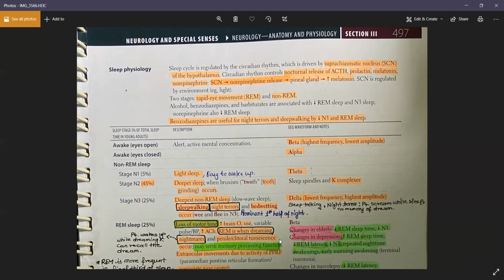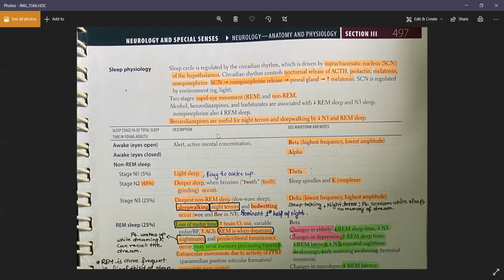So basically, with depression, you will get more of the REM sleep and less of the non-REM sleep. With the elderly, you will have a decrease in the REM sleep as well as N3 sleep. With alcohol, benzodiazepines, barbiturates, you will have a decrease in the REM and the N3 sleep. You will study that later: the N3 sleep is basically responsible for the night terrors, and the REM sleep is responsible for the nightmares, the night dreams.